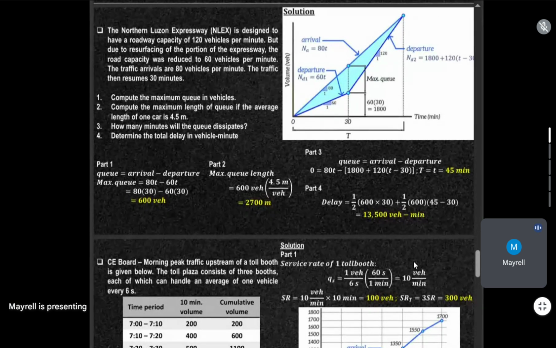If the average length of one car is 4.5 meters, how many minutes will the queue dissipate, and determine the total delay in vehicle-minutes.